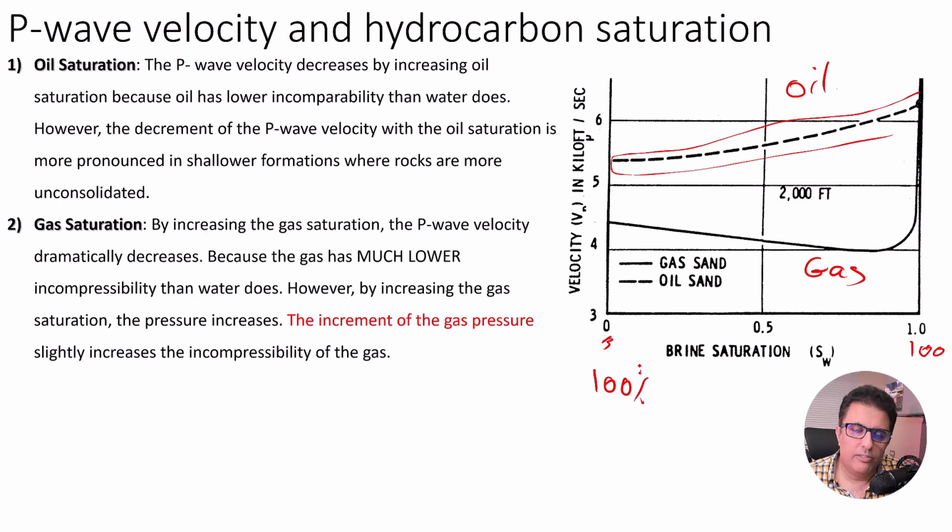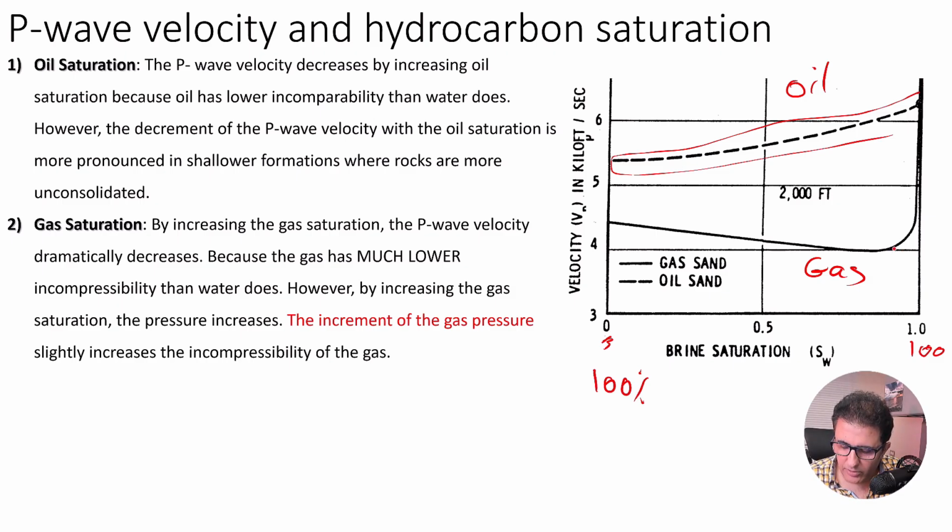So what I mean is, if we have a rock and we run an experiment, in the beginning we saturate the rock with 100% water, and then measure the seismic velocity, and then gradually decrease the water saturation and increase the oil saturation, we're going to end up with a curve like that. So this curve says that the seismic velocity decreases with oil saturation. And the reason is that oil has much lower compressibility compared to water. So whenever we displace water by oil, then we're going to have that situation.